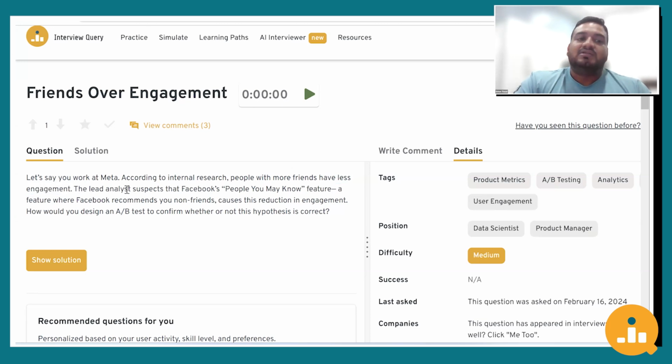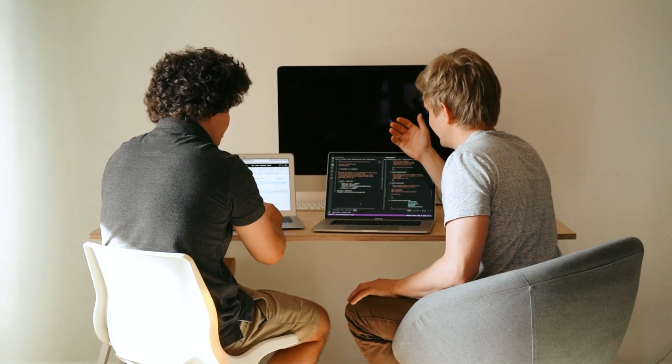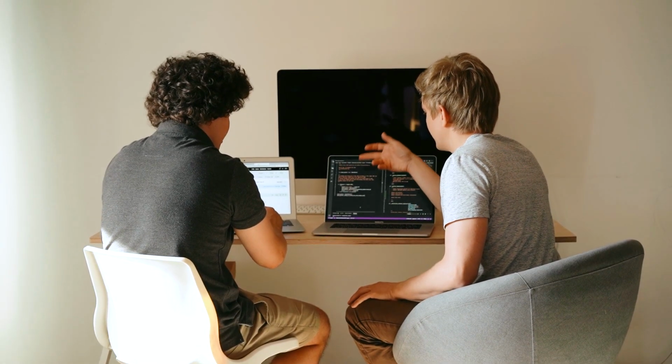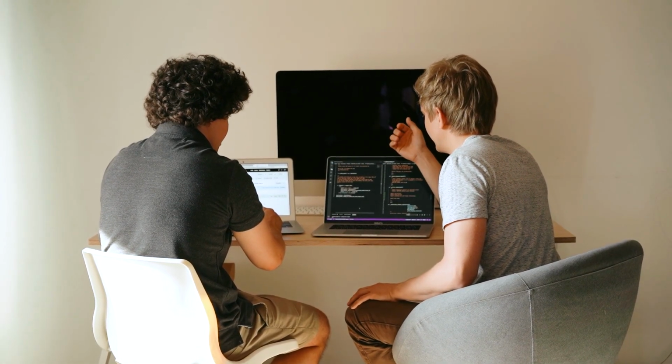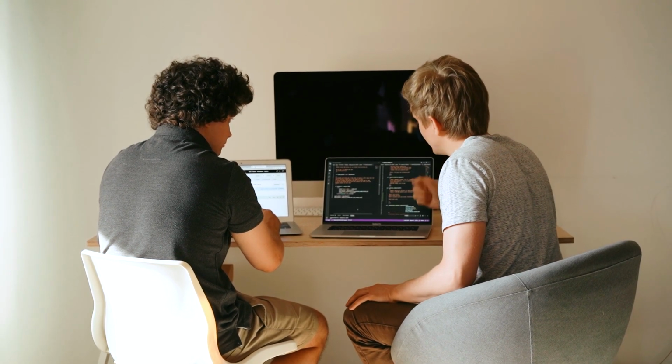Now, the next important thing which stood out for me is Facebook's People You May Know feature, where Facebook recommends non-friends to you. If you are not aware of this feature, you can ask some clarifying questions. Hey, can you tell me more about this feature? Or how can a user access this kind of feature? What generally happens there?